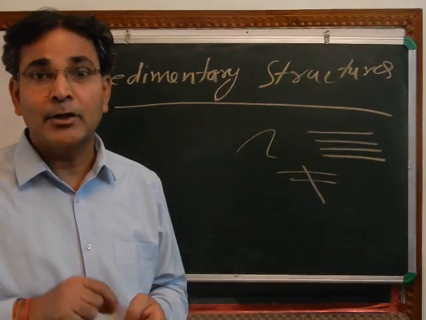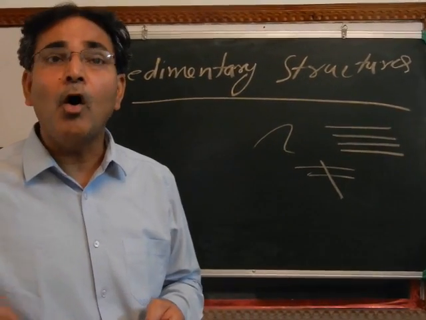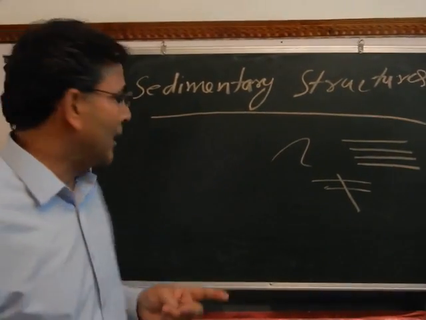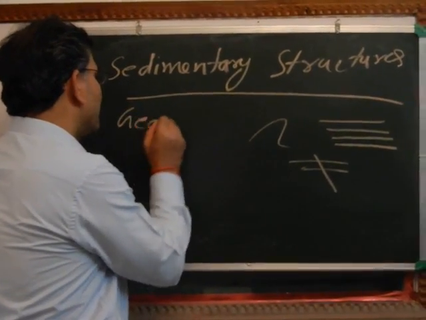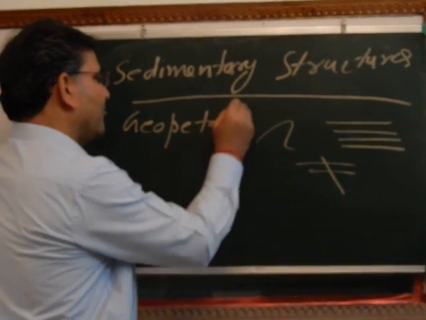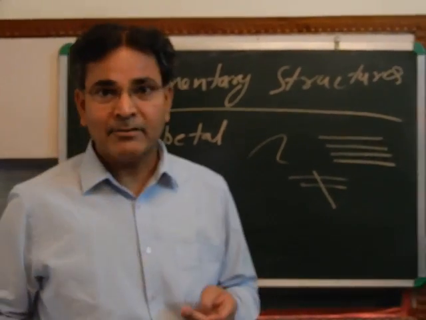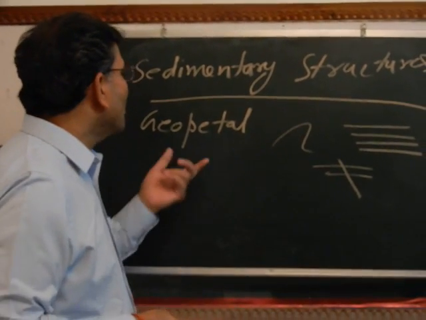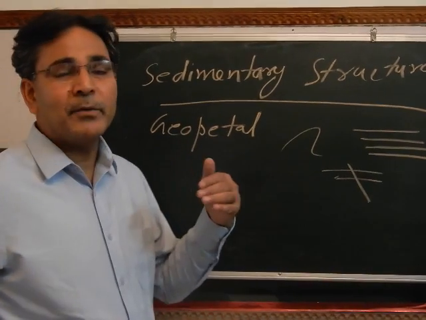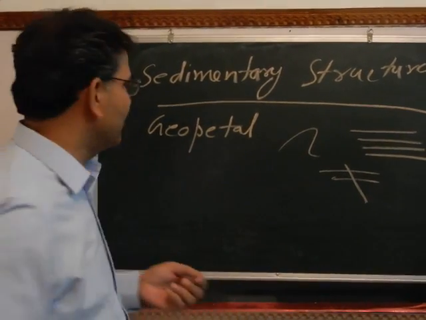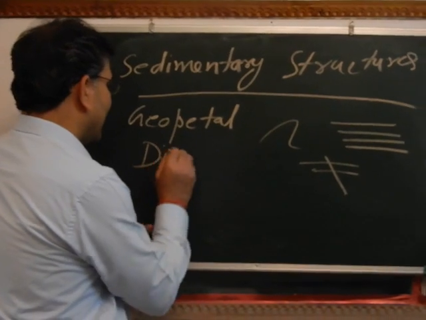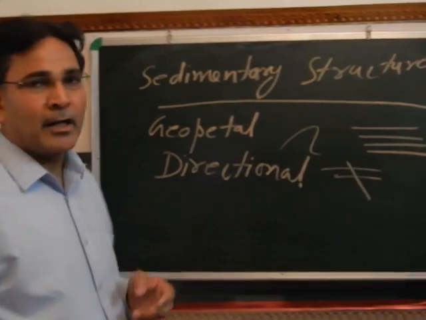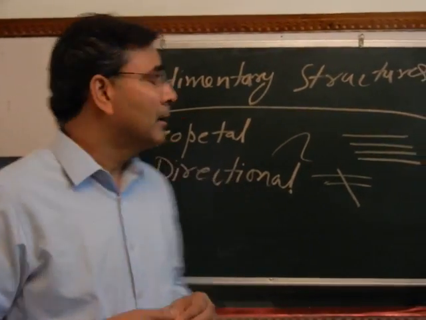bottom of a bed, that is known as geopetal structures. All those structures which inform us about the top and bottom of a bed are known as geopetal structures. For example, mud cracks, rain prints, ripple marks. And all those sedimentary structures which provide information about the palaeocurrent direction are known as directional sedimentary structures. For example, the cross-cutting, the flute casts.